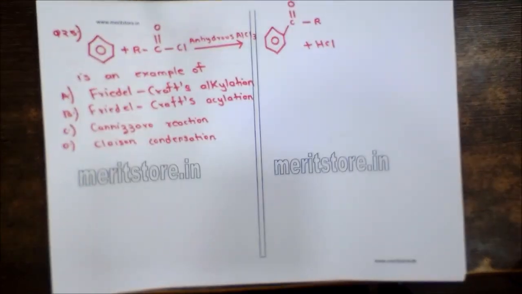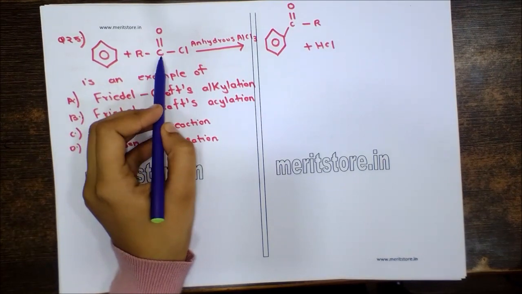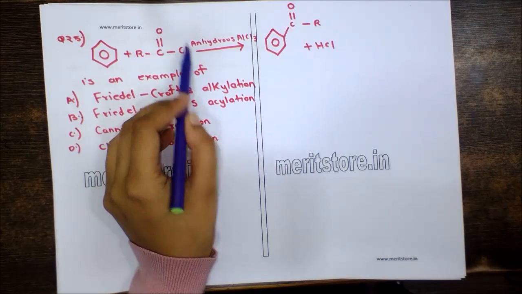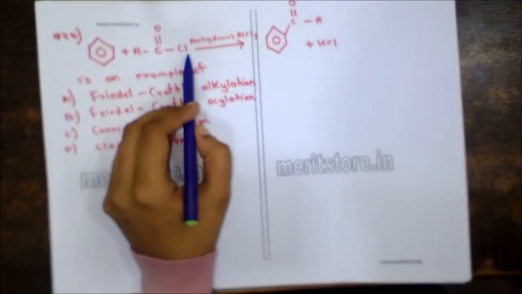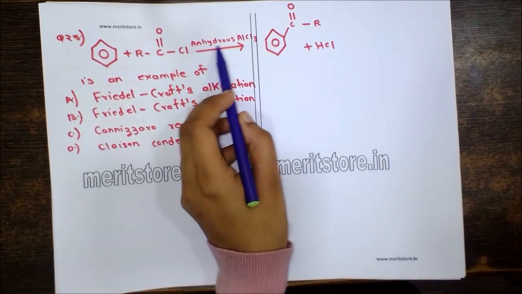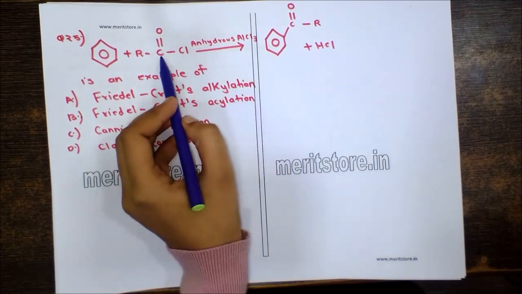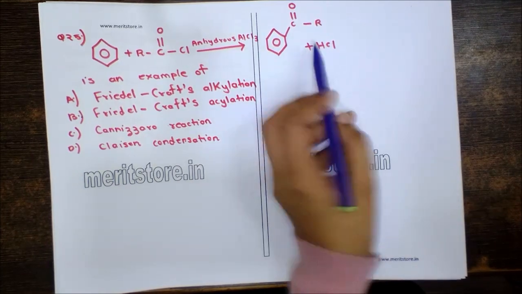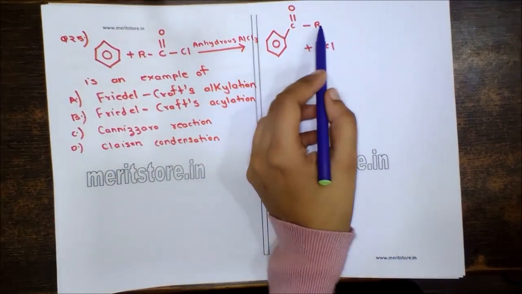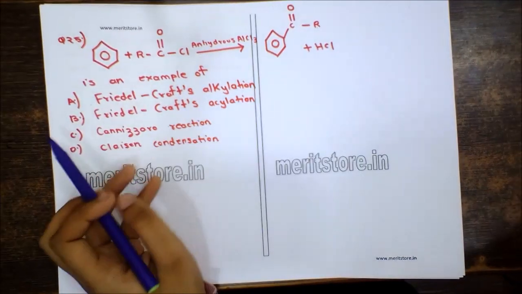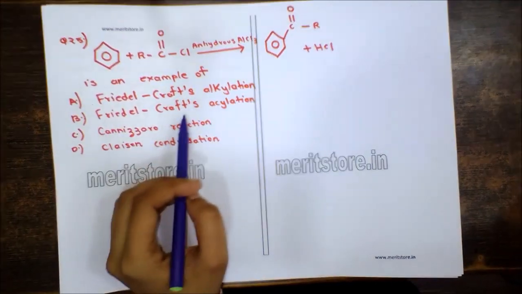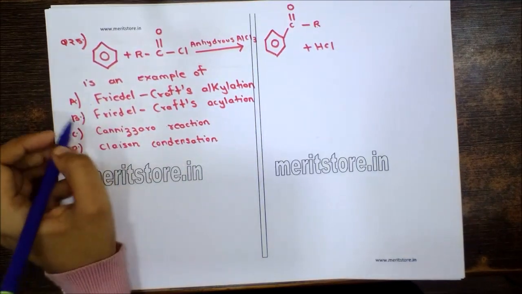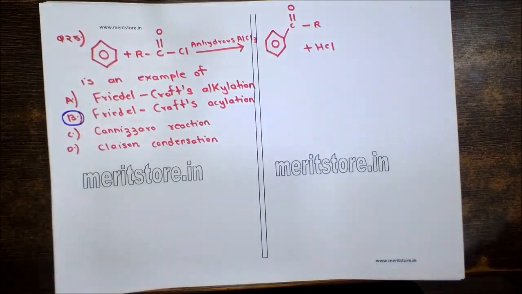Question 25. Benzene plus. Over here I have an R carbon, that's my carboxylic group with Cl. So this is my acyl halide with anhydrous AlCl3. So over here the Cl goes with H and R comes over here. Is an example of A. Friedel-Crafts alkylation, B. Friedel-Crafts acylation, C. Cannizzaro's reaction, D. Claisen's condensation. The answer is B. Friedel-Crafts acylation.